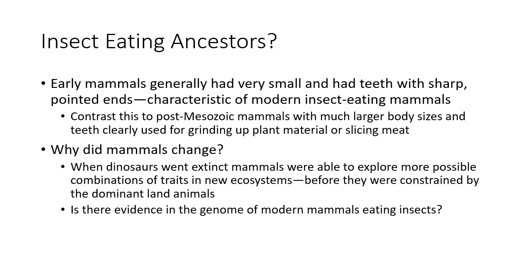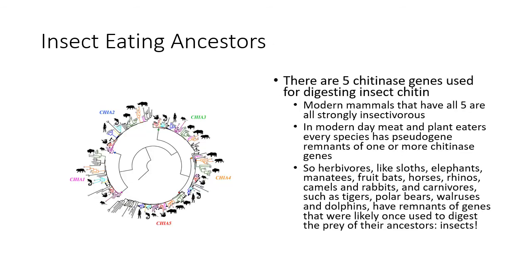But an interesting question is that if mammals once ate insects, is there evidence in the genomes of mammals that we once did? And it turns out, yes, there are 5 different genes used for digesting insect chitin. Modern mammals that have all 5 functional basically consume mostly bugs. In modern day meat and plant eaters, every single species has pseudogene remnants of 1 or more chitinase genes. So that means sloths, elephants, manatees, fruit bats, horses, rhinos, camels, rabbits, tigers, polar bears, walruses, dolphins, oh my, have remnants of genes that were once used to digest the prey of their ancestors, insects.